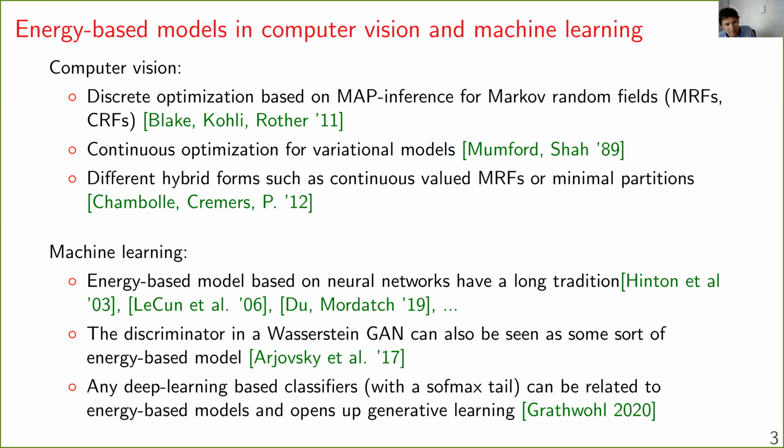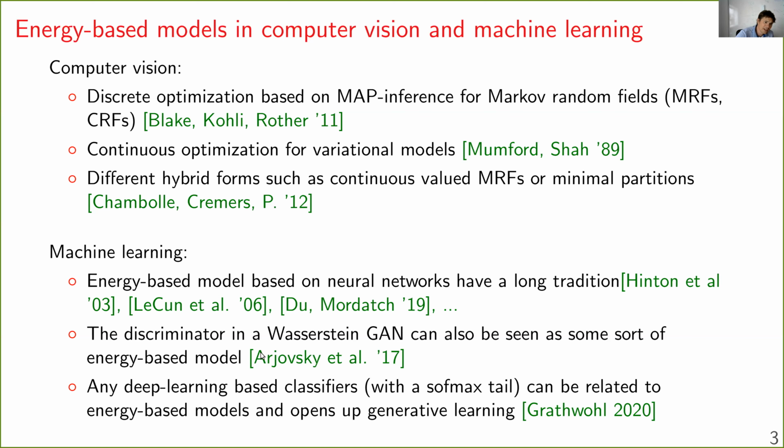In computer vision, in the last 20 years or so, you have mainly seen two different approaches: discrete optimization methods, defined through a maximum a posteriori inference of Markov random fields. They're usually called MRFs or CRFs in computer vision. Or the continuous counterpart are variational models. I already mentioned the famous segmentation model of Mumford and Shah. There are also different hybrid forms that combine discrete labels with spatially continuous models, for example, for computing minimal partitions.